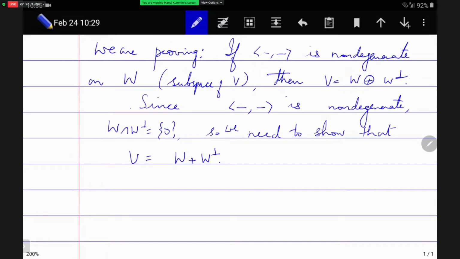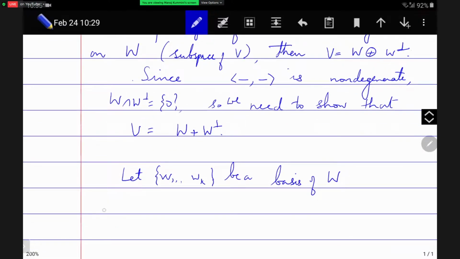So to do this, what we did is, let W1 through Wk be a basis of W. Extend it to a basis W1 through Wk, Vk plus 1 through Vn of V.